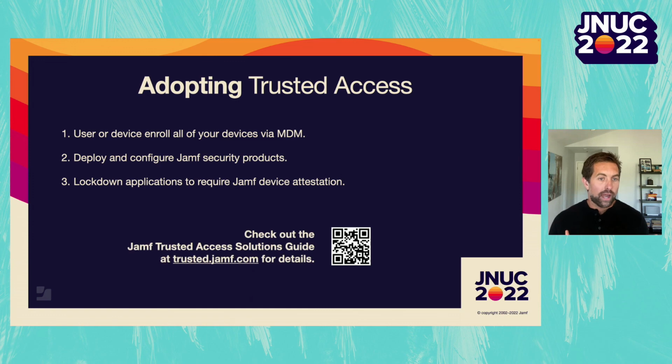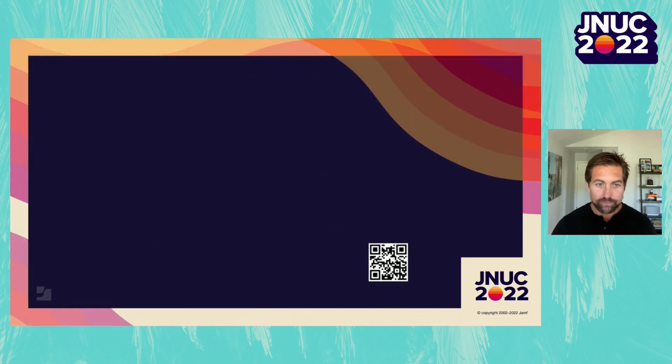Finally, you work with your identity and networking teams to lock down applications to require Jamf device attestation. In this case, in most cases, it means restricting access to applications based upon Jamf's network infrastructure IPs, or using other forms of conditional access to only allow devices that have been attested by Jamf as sanctioned and safe to be able to access resources. Now, there's a lot of detail to go through and a lot to understand to set up trusted access, and we have detailed guides to help you to get there at trusted.jamf.com.